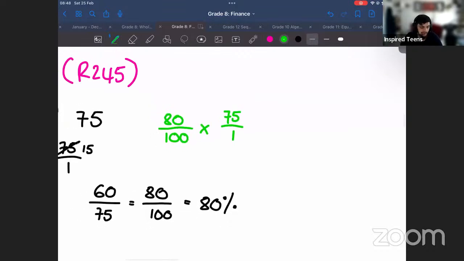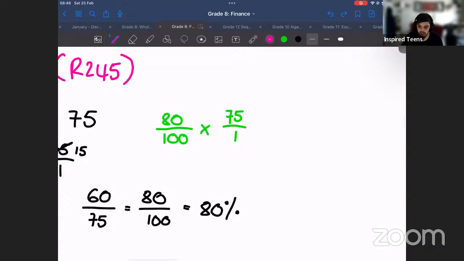Okay, so I can simplify any number in the numerator with any number in the denominator. So for example, I could simplify 80 and 1. I could simplify 75 and 100. I could simplify 80 and 100. I could simplify 75 and 1. Any number in the numerator with any number in the denominator, provided that I can find a number that can go into both. We are essentially doing highest common factor. We are finding a common factor that can go into both just to simplify our calculation, right?